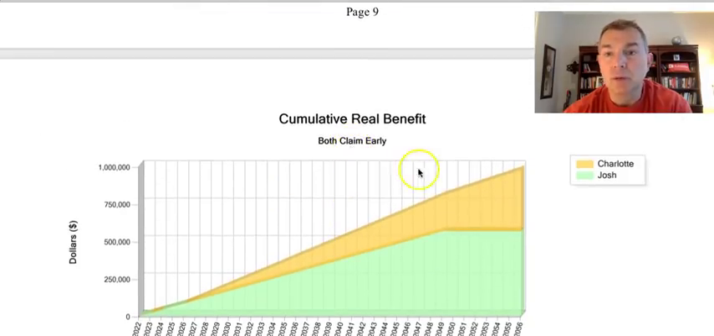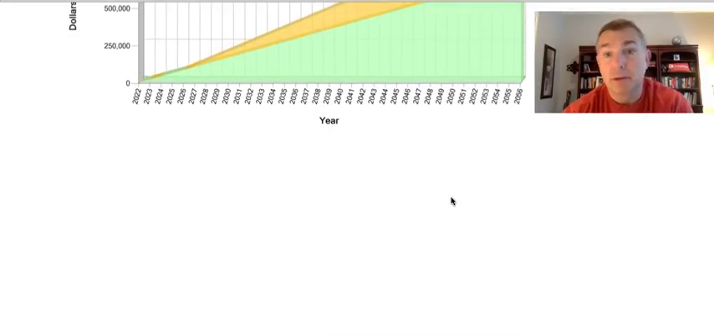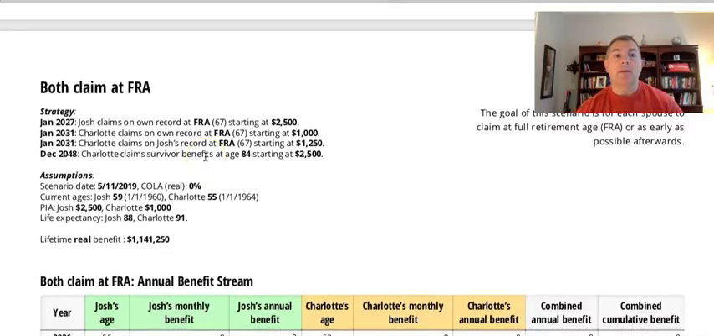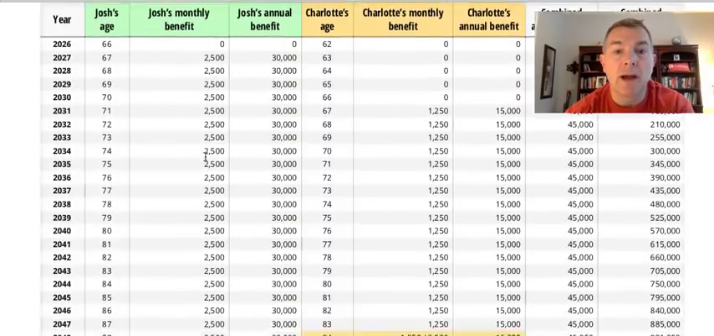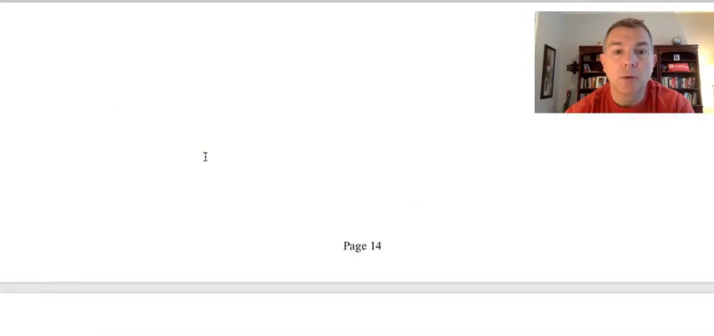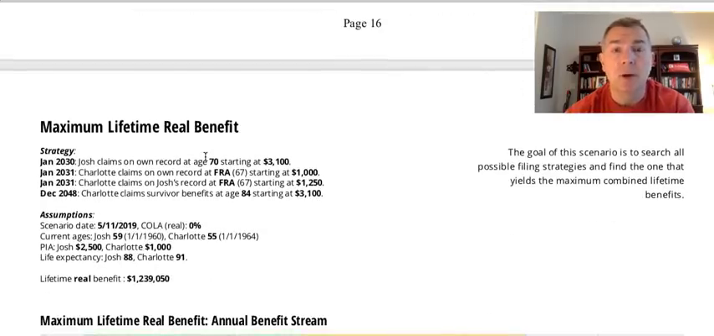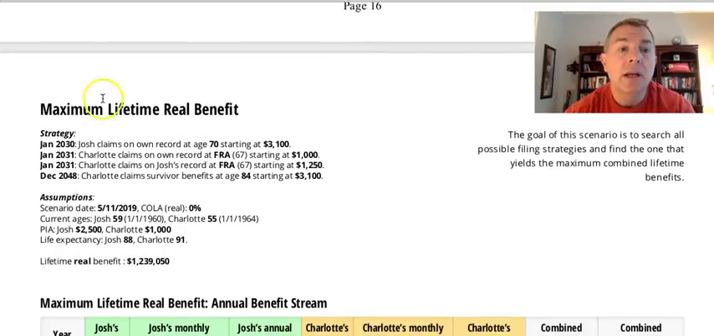You can see the cumulative real benefit. She'll make the orange, not much relative to me, but obviously when I die, she'll step in and make most of the benefit because I'm dead. All right, and we can keep going down. All of these benefits both claim at FRA, which I'm not a fan of. I'm just going to go down to the one I like the most. We can run these numbers. I mean, the facts are, what if we need the money today? If I'm 62, then we'll start looking at claiming it. I like this one best.